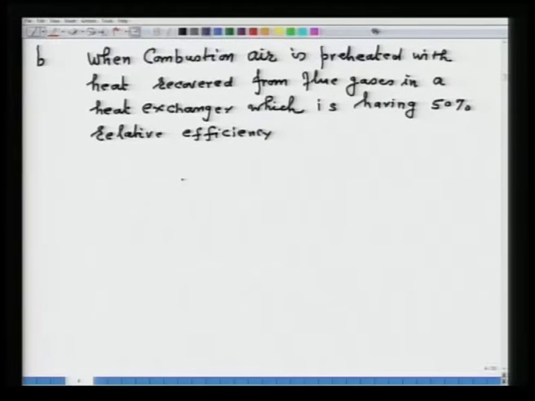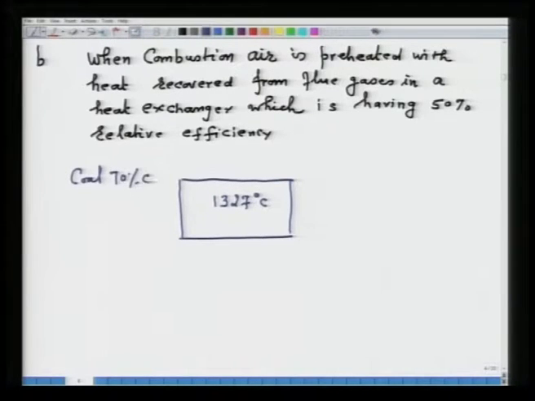Say what I have done, the same thing, this is my furnace as usual operating at 1327 degrees Celsius, coal 70% carbon, NCV 27,900 kilojoule per kg. Now, this is a flue gas or products of combustion, one and the same thing. The composition is same as it was earlier. So, there is no need to write here. The temperature of discharge is again 1327 degrees Celsius.